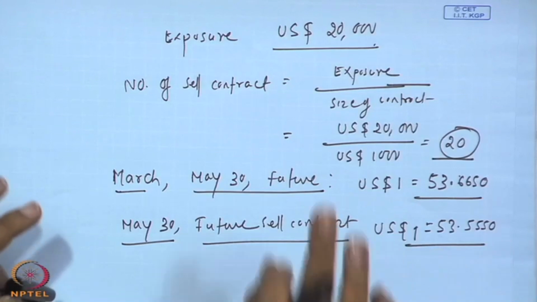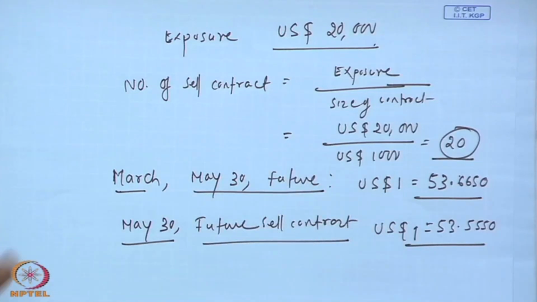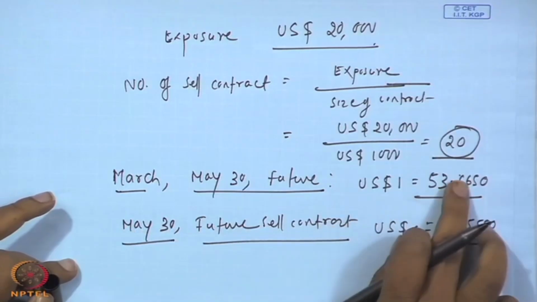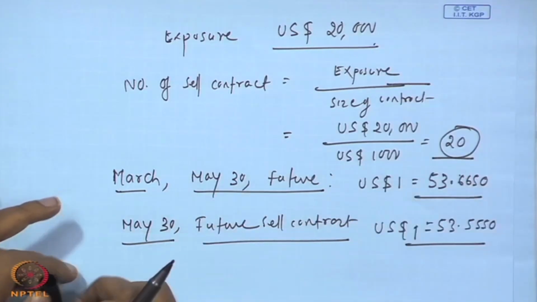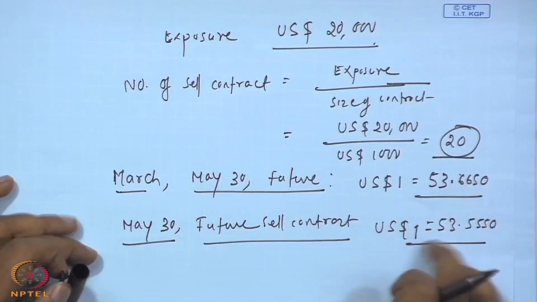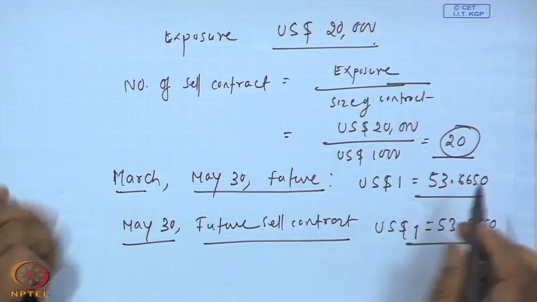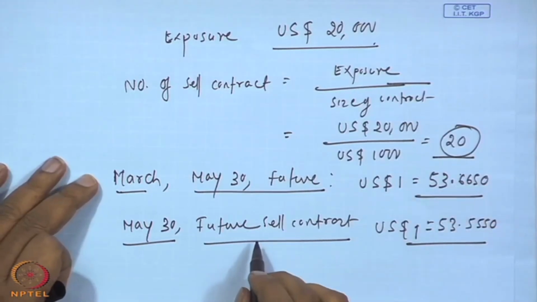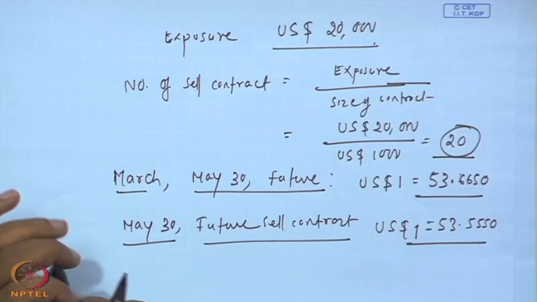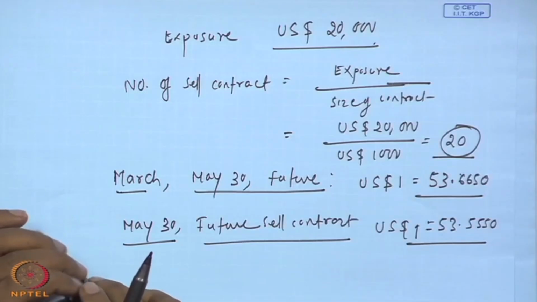So, since he already purchased a contract, his position is immune. He will not look at the market price, he will look at his contract and sell at 53.6650. In this process, how much gain is he getting? He is getting a future gain on the contract side.